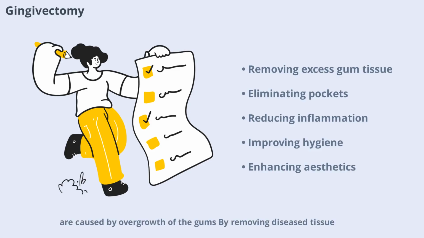By removing diseased tissue, clinicians can reduce inflammation and enhance access for cleaning. Gingivectomy is performed with precision to ensure optimal healing and aesthetics. It is an important tool in the surgical phase of periodontal therapy.